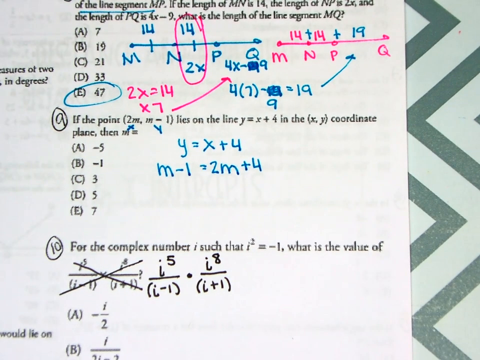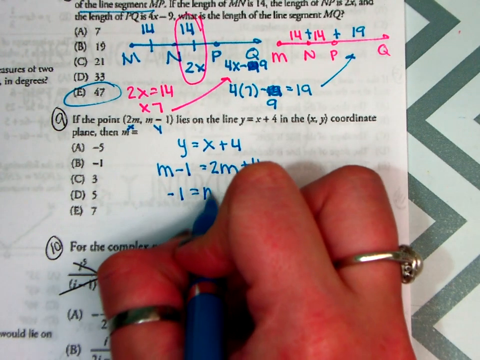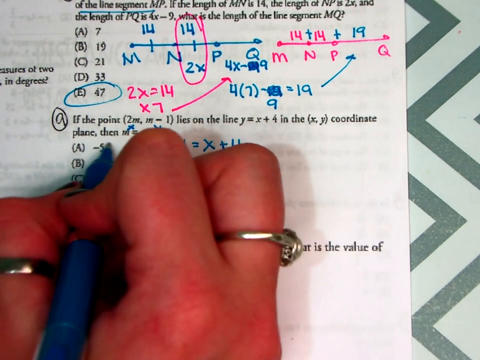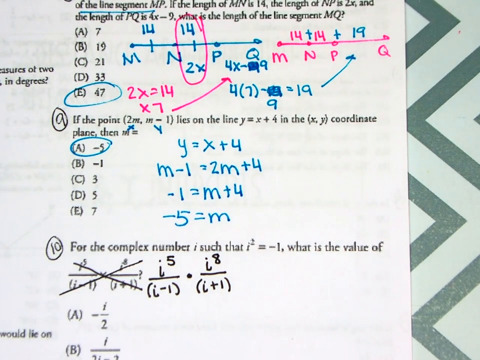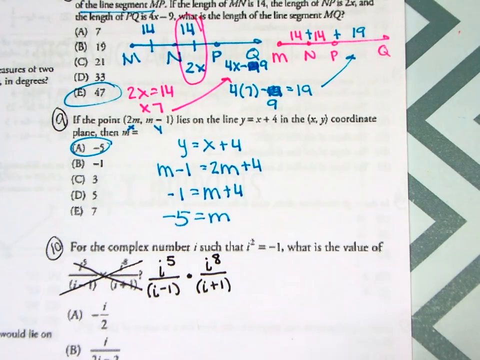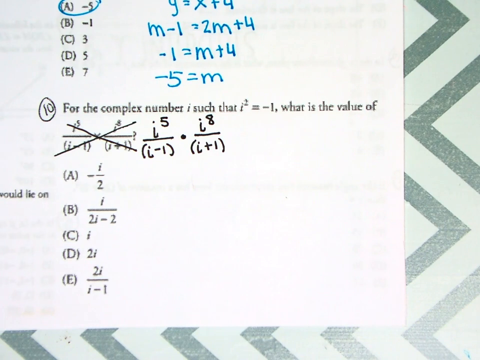Now we can solve for m. So subtracting this m over, I would get m plus 4. Subtracting 4, I would get negative 5. This is just fancy substitution with coordinates. So I'm just plugging it in based on the coordinate location. It kind of tells you here, x is first, 2m is first. They would go together.